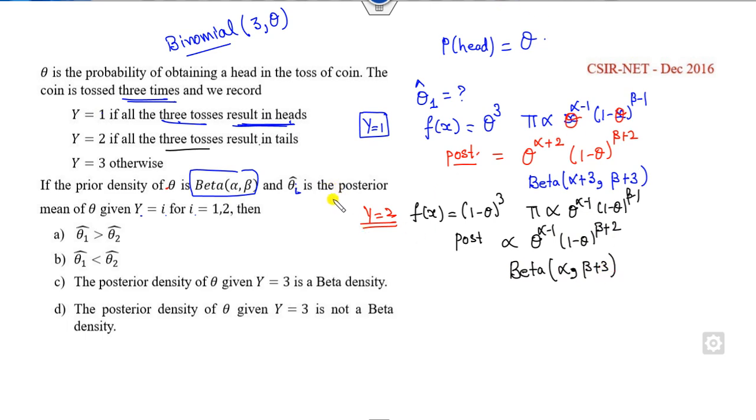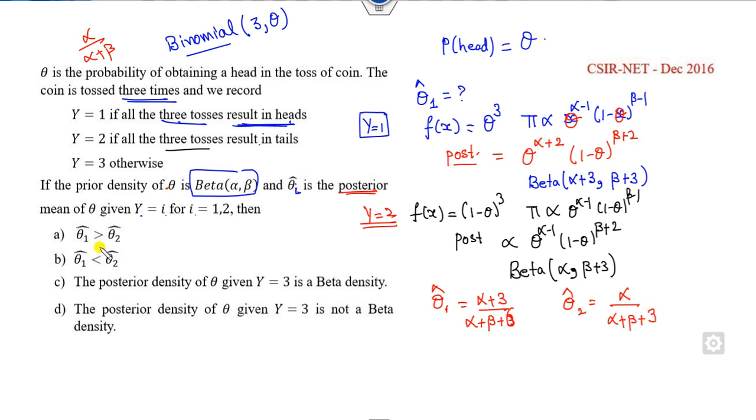Fine. Now you have to find the posterior mean. What is theta 1 cap? What is the mean of the beta distribution? Alpha plus 3 over beta plus 3. Sorry, for the beta distribution it's alpha over alpha plus beta, so you have to add them. This is for this case. What is theta 2 cap? This is alpha over alpha plus beta plus 3.